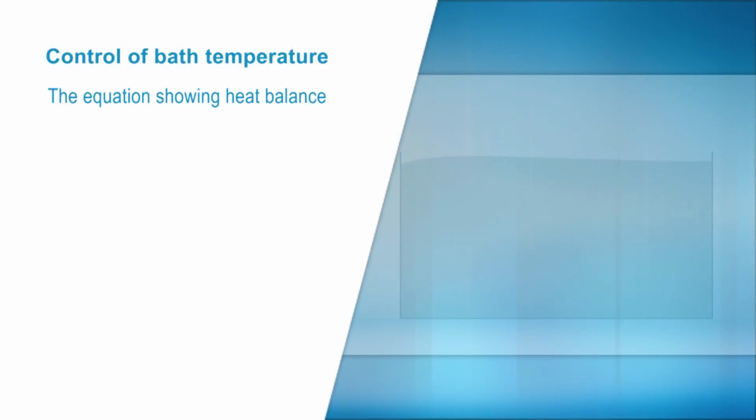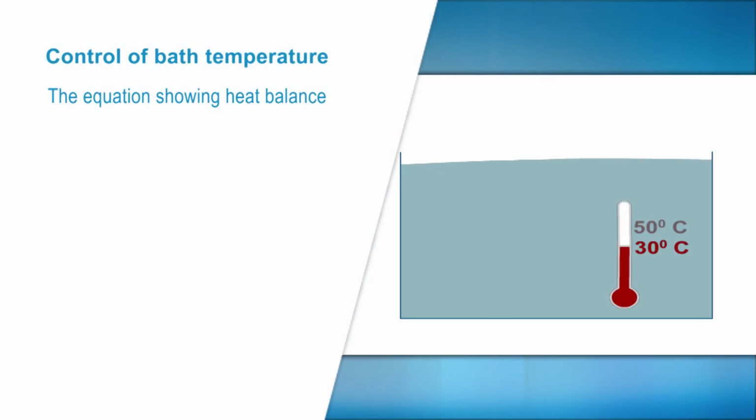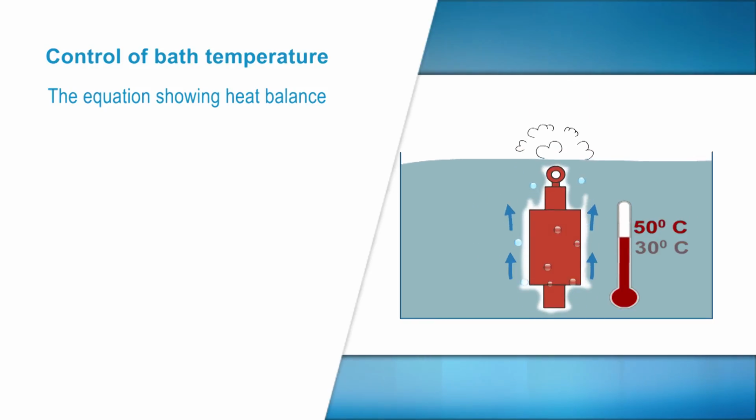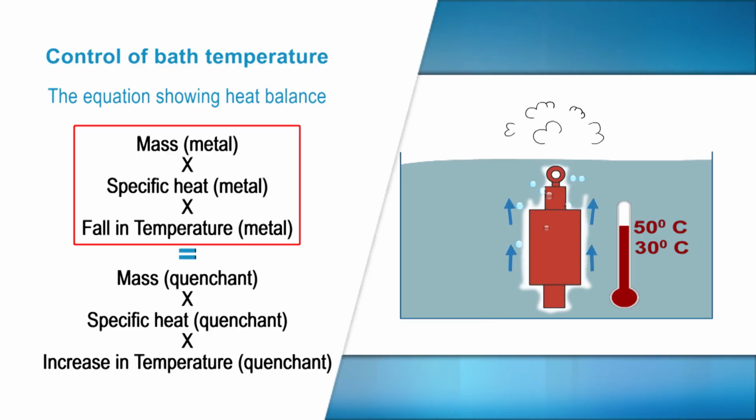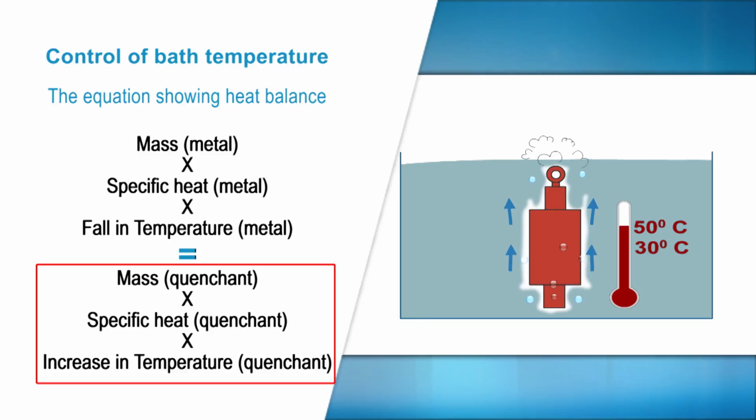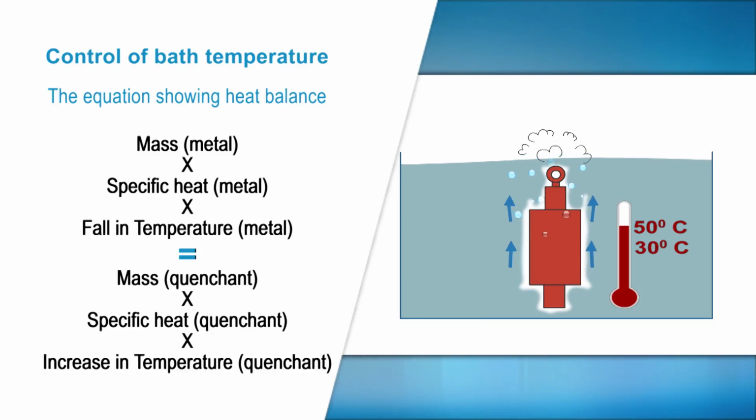The control of bath temperature plays a significant role in ensuring uniform quenching characteristics throughout the quenching cycle. For control of the bath temperature, we can consider heat balance calculation as shown, where the formula indicates heat input from the metal is transferred to the quenchant. It can be used to design the cooling arrangement required to maintain a constant temperature.